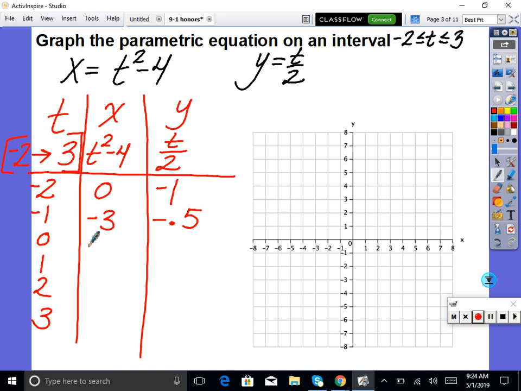Let's plug in 0. Don't we get -4? Plug in 0, we get 0 divided by 2, which is 0. Plug in 1, we get -3. Plug in 1, we get 0.5. Plug in 2, we get 0.